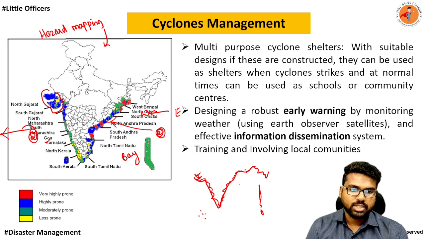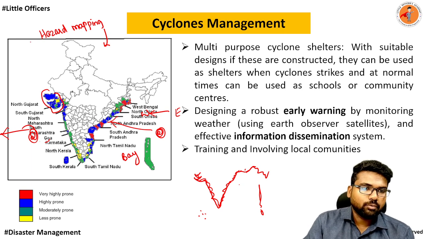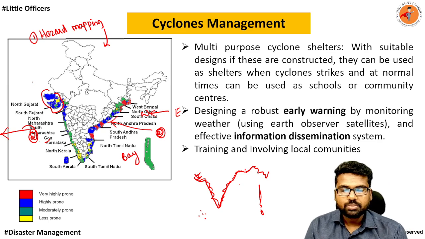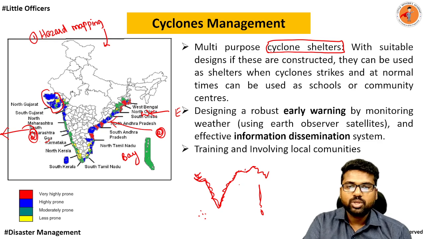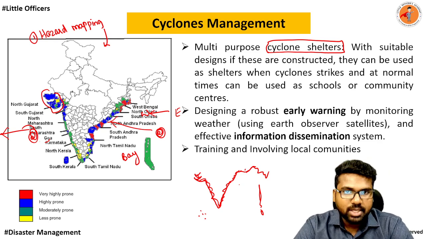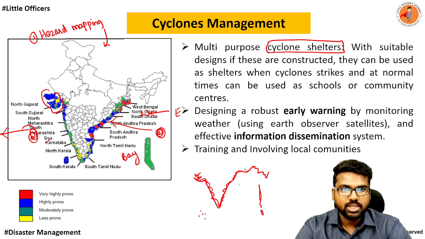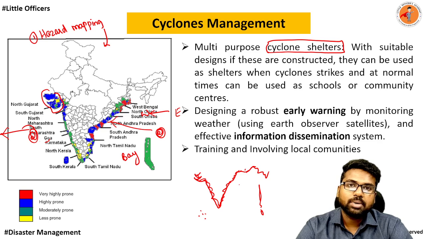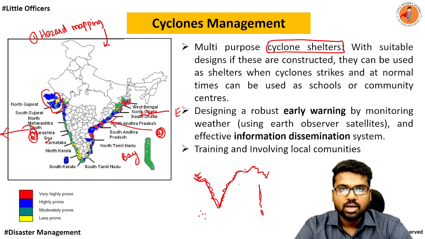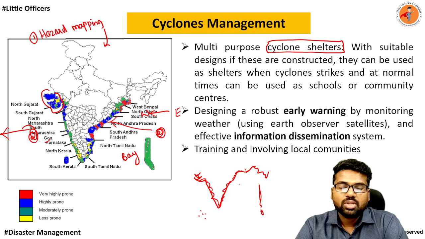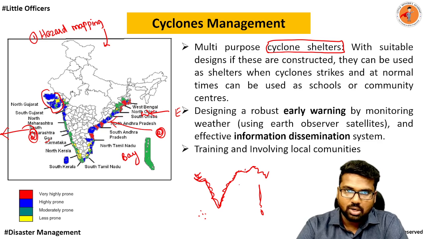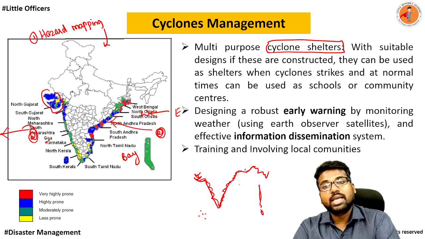So these are all a few reasons. So the first step is knowing which locations are vulnerable. Second is creating multi-purpose cyclone shelters, shelters which are resilient from flooding and from high velocity winds. These multi-purpose cyclone shelters, with proper building codes, can be used as community buildings during normal times, and during cyclonic conditions they can be used as cyclone centers.